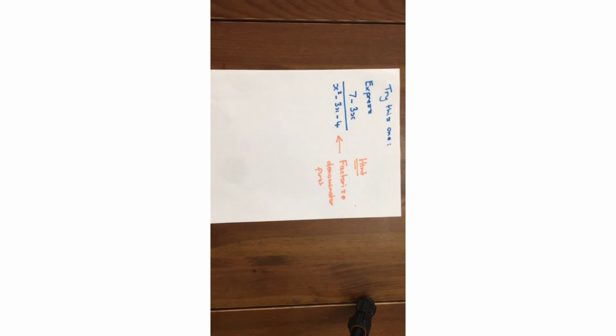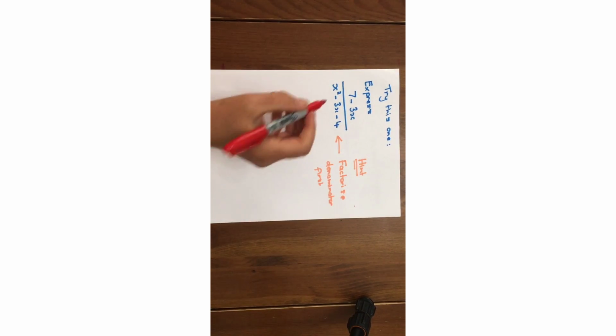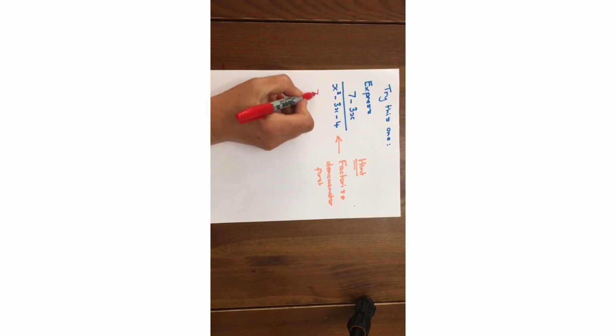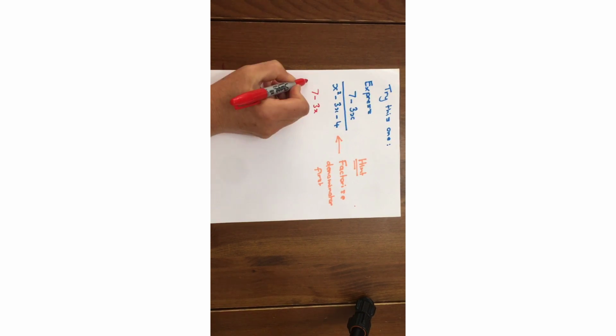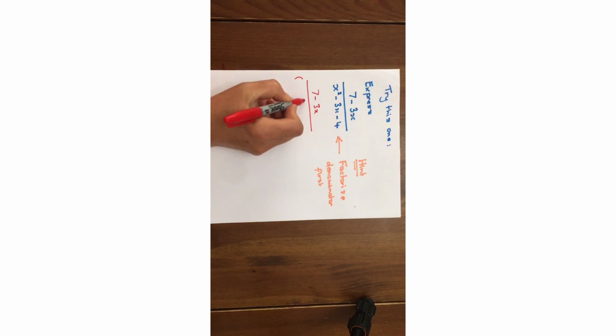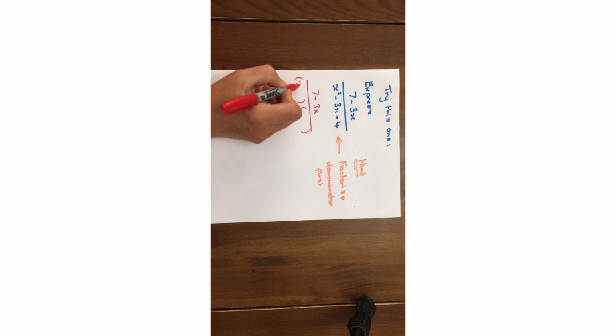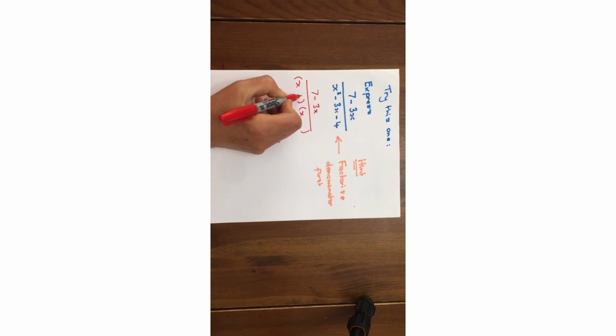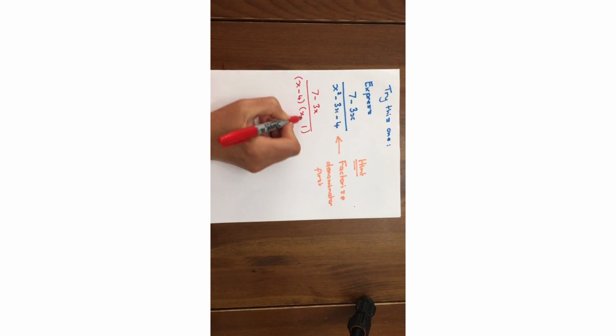You can just skip to the end and check your answer if you want to save time. But if you think you struggle with this, then listen to this one again. So I've got 7 minus 3x on the top. I'm going to factorise the denominator. X must be 4 and 1. That must be minus, that must be plus.